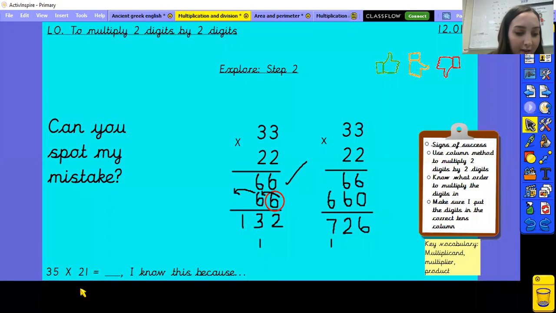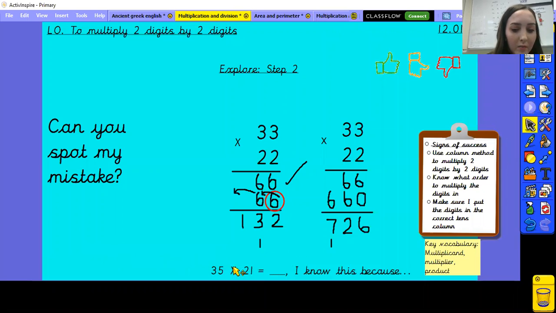Also class 5, I have just noticed that this is the calculation from the previous slide, so I'm just going to get rid of that and you can ignore it. Sorry about that.